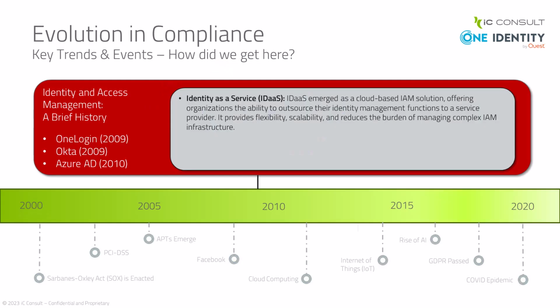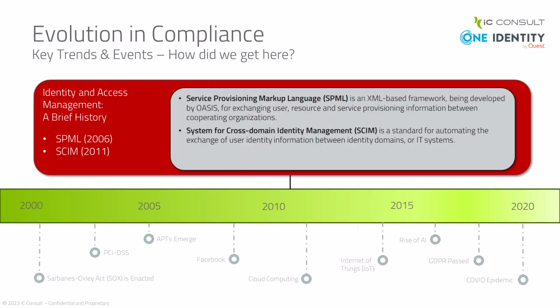There was One Login, which came about in 2009 as an early IDaaS solution, early IDaaS service. Around that same time, Okta came about and Azure AD emerged to support the Microsoft 365 and Azure ecosystems. Those services became what's widely known as IDaaS today. Also, fun fact, that One Login product was acquired by Quest and One Identity recently and is now part of the One Identity portfolio.